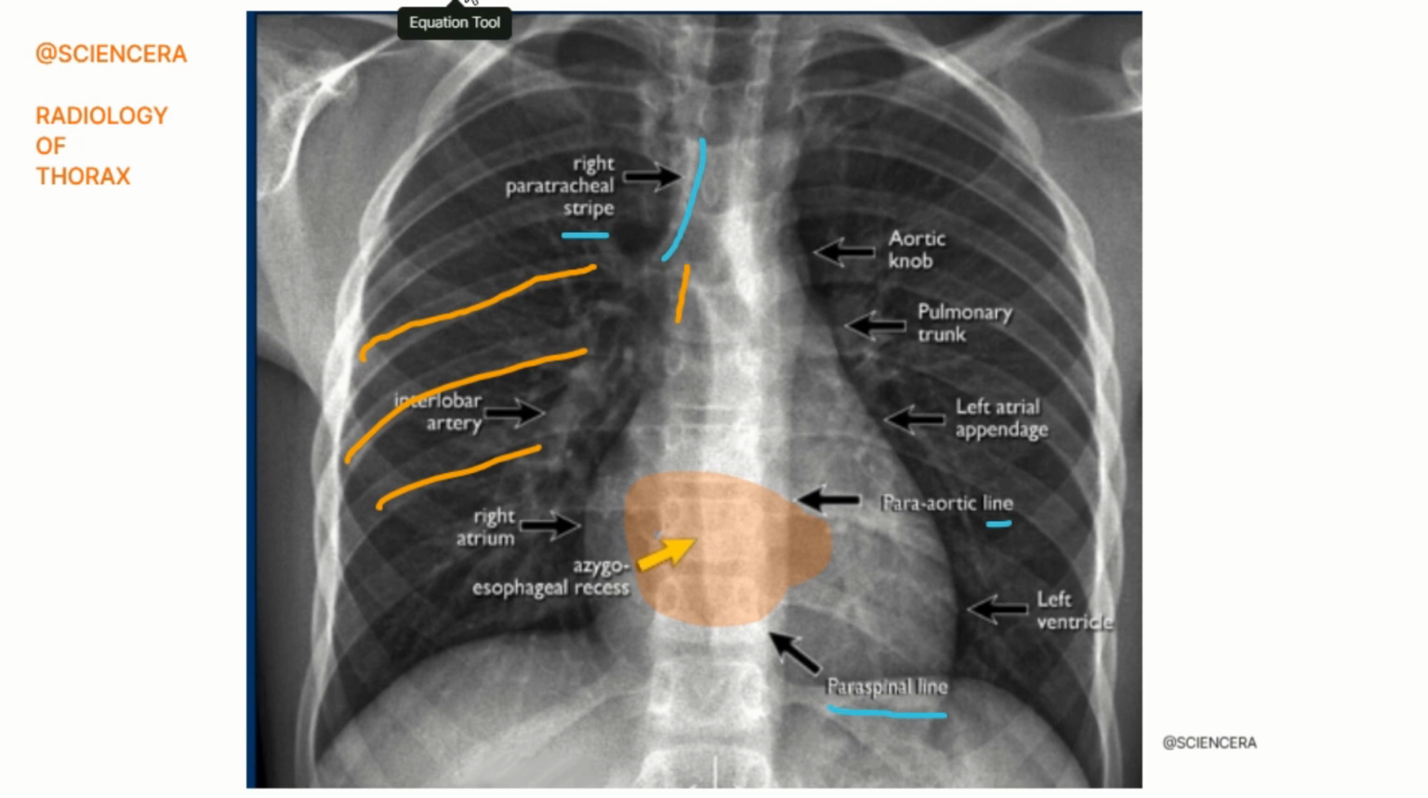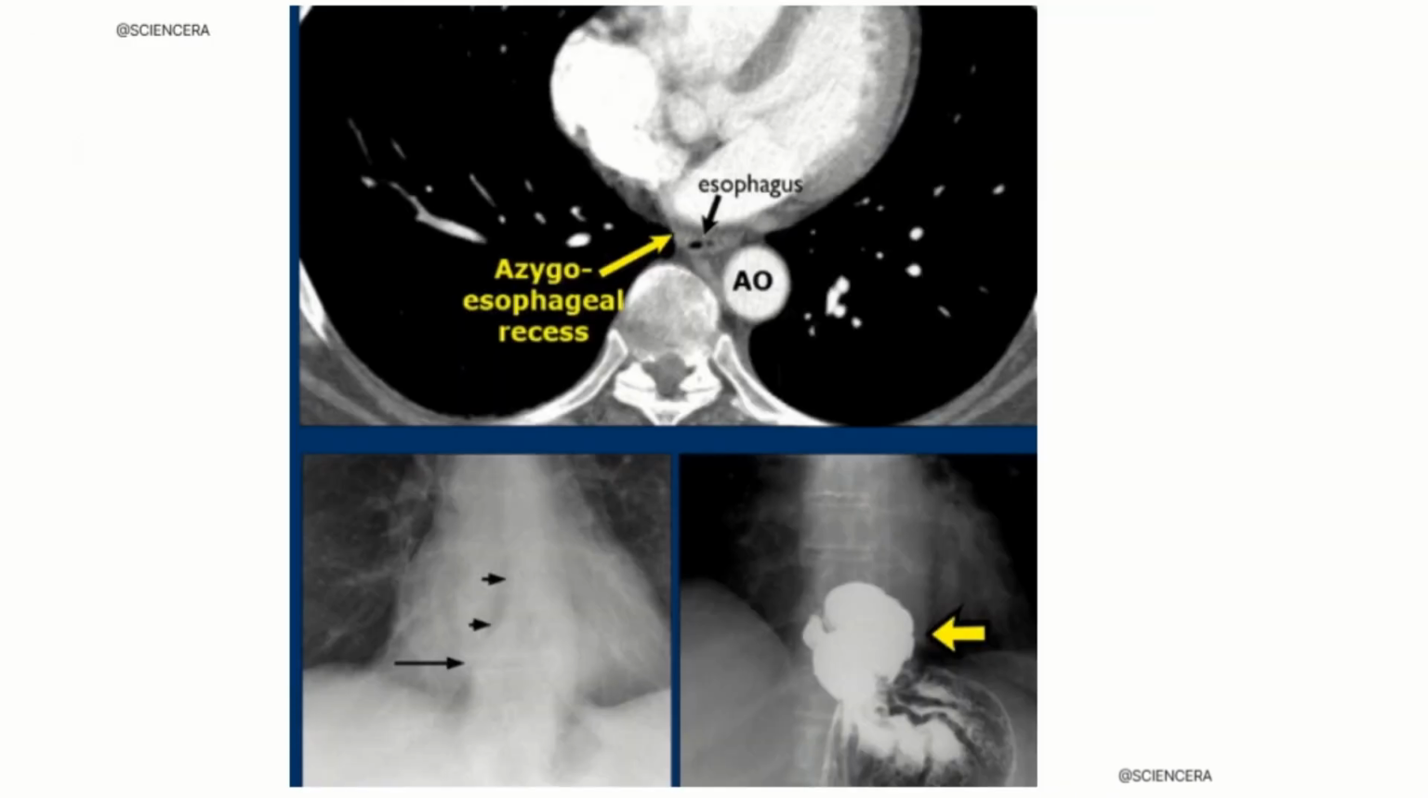Now we talk about the azygoesophageal recess. Let's look at this azygoesophageal recess in detail. So here's another X-ray which clearly indicates the azygoesophageal recess. This recess is the region inferior to the level of the azygos vein arch, in which the right lung forms an interface with the mediastinum between your heart anteriorly and vertebral column posteriorly, and it is bordered on the left side by the esophagus.